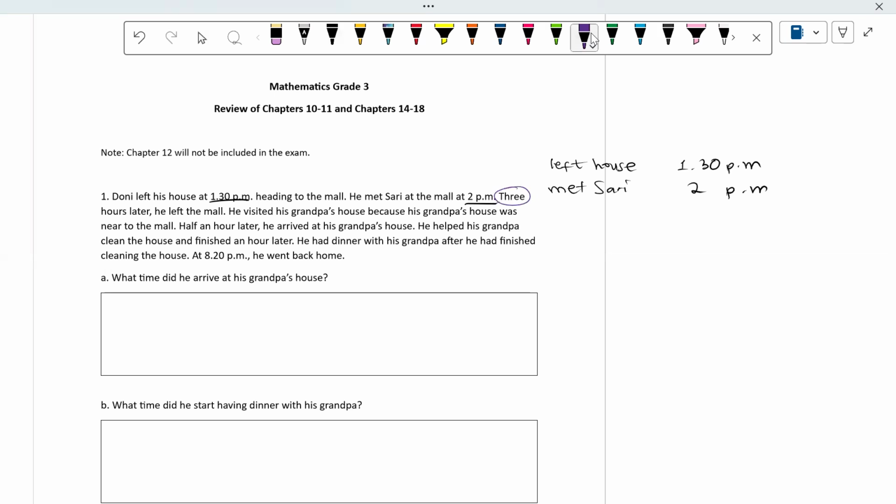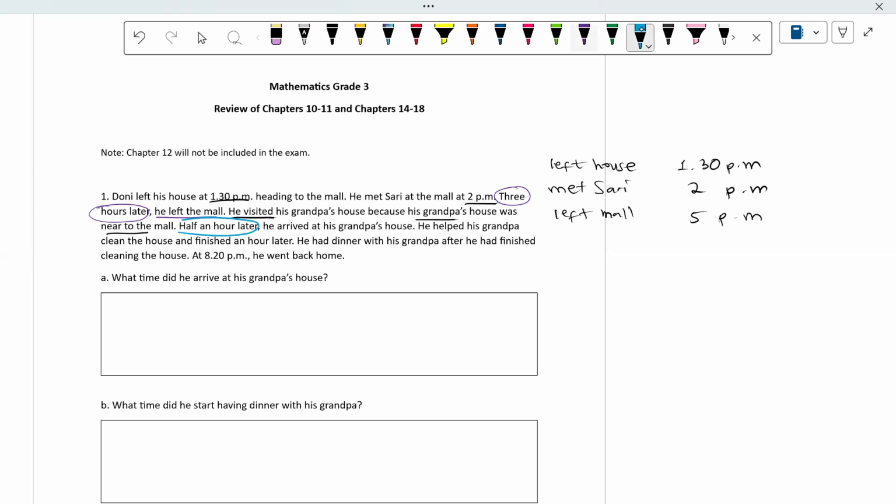3 hours later. So 3 hours later after 2 p.m. is 1 plus 1 plus 1, right? So it will be at 5 p.m. Okay, so what did he do at 5 p.m.? He left the mall. So left the mall at 5 p.m. And then he visited his grandpa's house because his grandpa's house was near to the mall.